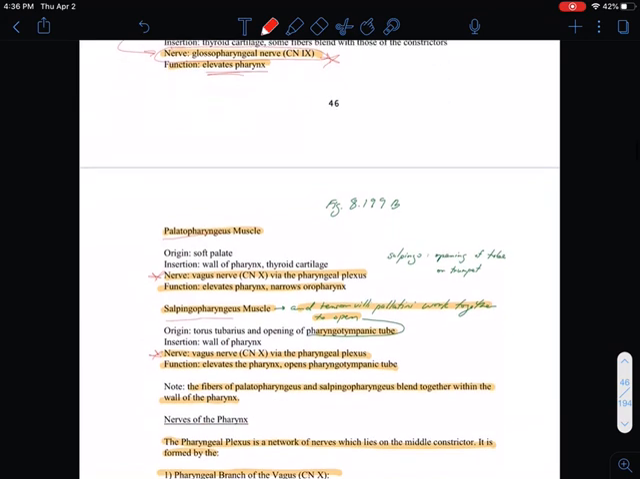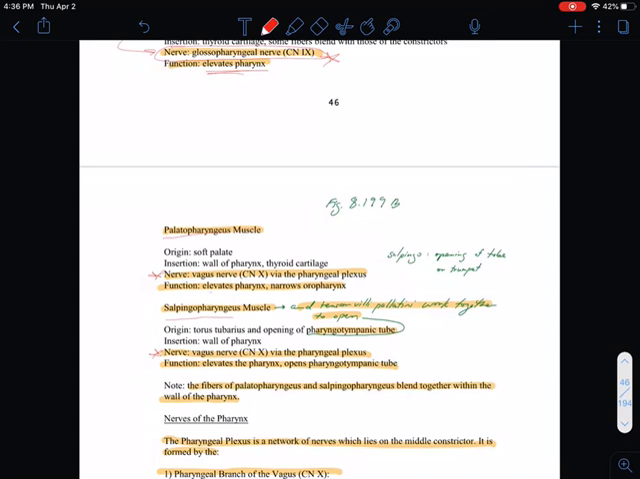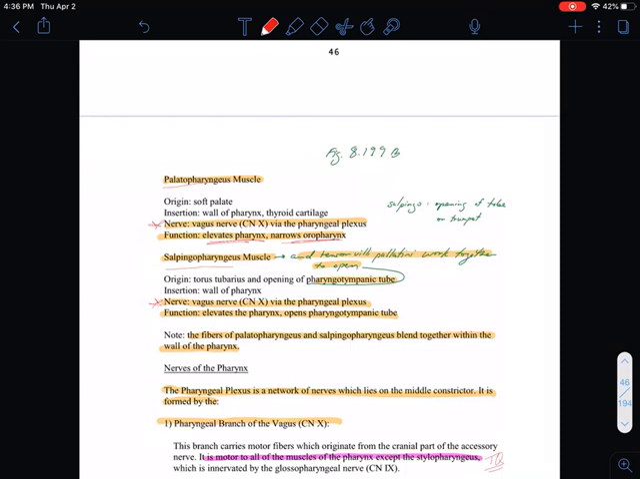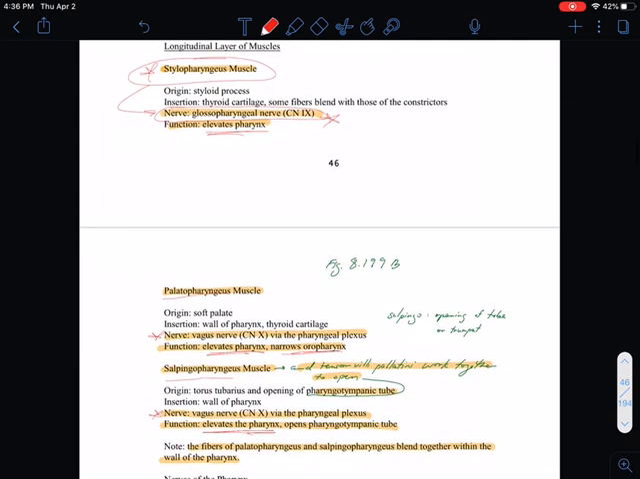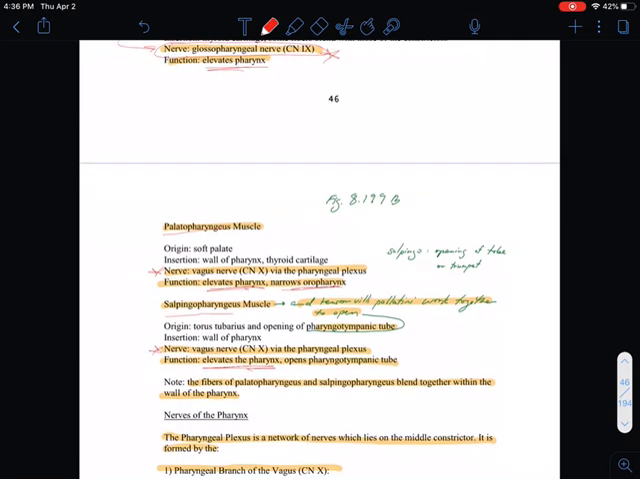Now, our stylopharyngeus elevates the pharynx. Our palatopharyngeus will also elevate the pharynx but narrows the oropharynx. Salpingopharyngeus muscle will also elevate the pharynx, so that's what they all have in common. They all elevate the pharynx. That's the longitudinal layer. And it will also open the pharyngotympanic tube. So, our salpingopharyngeus muscle works with our tensor veli palatini to open that pharyngotympanic tube. So, a little connection there.